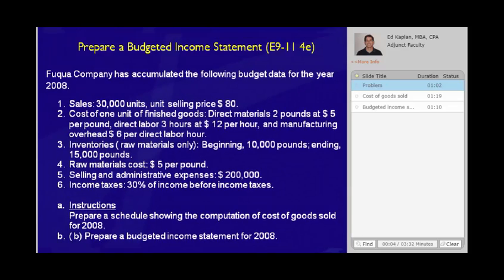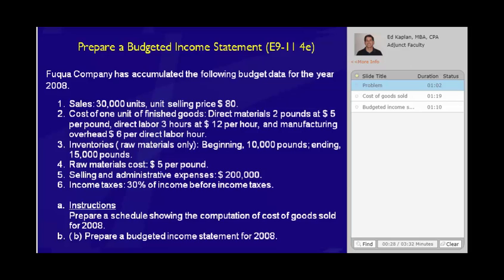Fuqua Company has accumulated the following budget data for the year 2008. 1. Sales are 30,000 units and the unit selling price is $80. 2. Cost of 1 unit of finished goods consists of direct materials 2 pounds at $5 per pound, direct labor 3 hours at $12 per hour, and manufacturing overhead $6 per direct labor hour.